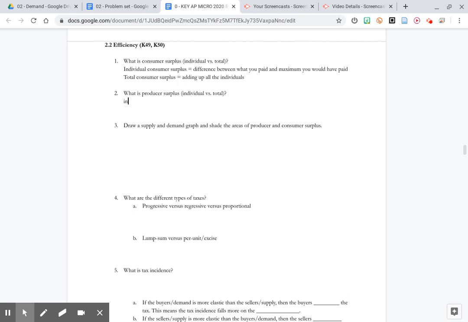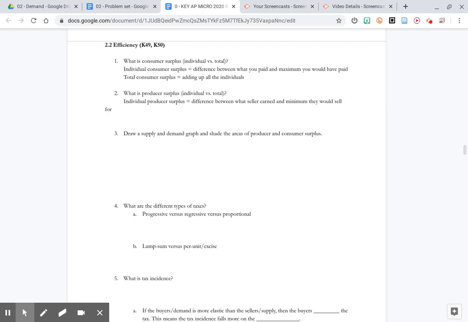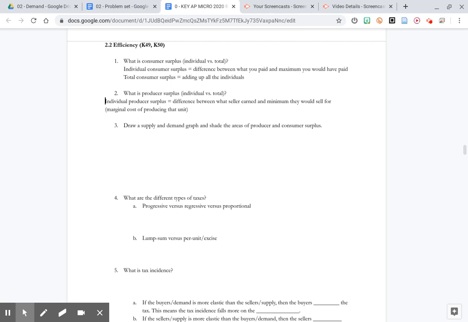The same idea applies in producer surplus, and it's the difference between what the seller earned and the minimum they would sell for. So for example, that can be considered their marginal cost of producing that unit is another way to think about it. Because the idea is a little bit tougher to wrap your mind around, I think it's easier to think about just like what's the minimum thing they would sell it for is the cost they would do it, is selling at cost. But what they earned is the price they received, right?